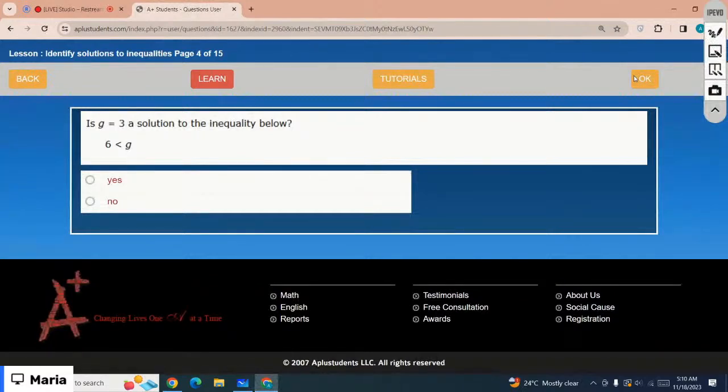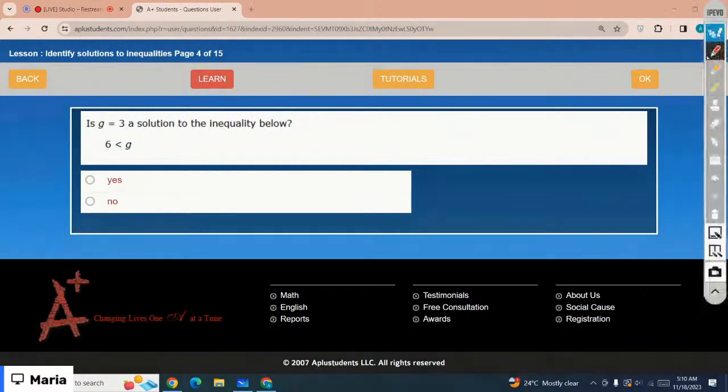Is g equals 3 a solution to the inequality below? Okay, let's see. g is 3. 6 is less than 3. Yes or no? The correct option is no. This is not the solution of the inequality. The correct option is no.